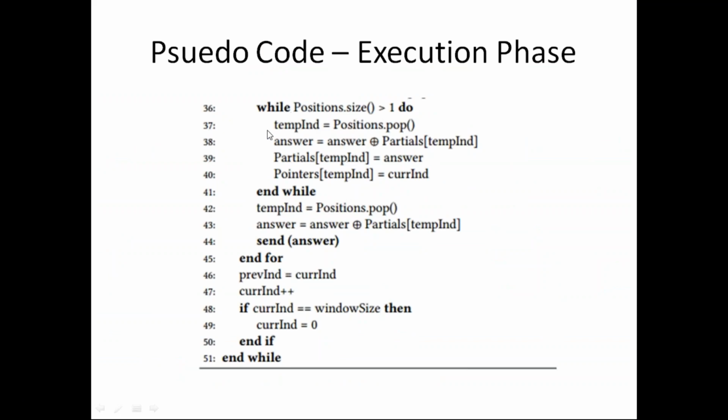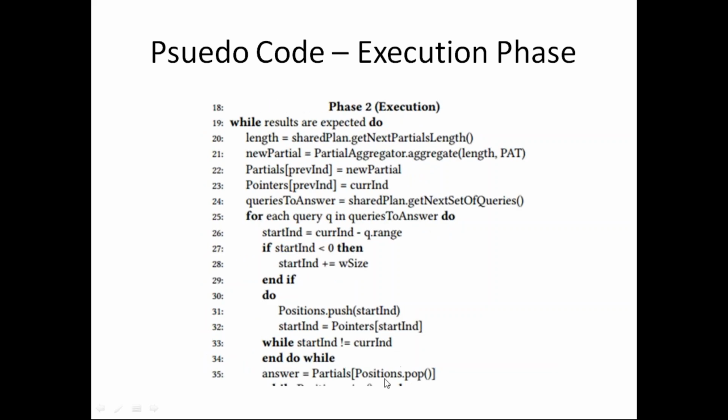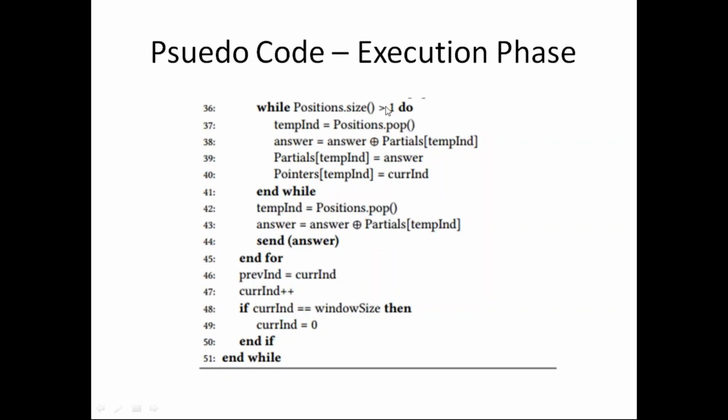Now see this. Now again we are entering a loop. While position dot size is more than 1, do this. Now position dot pop. What is this value now? We get the position, the first one, which was 4. Now 4 is already gone. We take the next one, which was 3. So temporary index is 3 now.